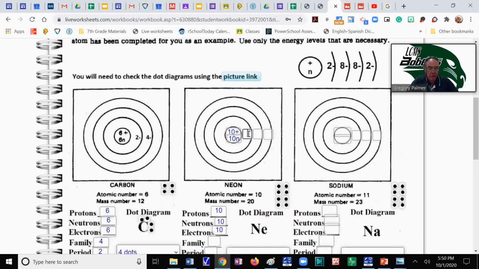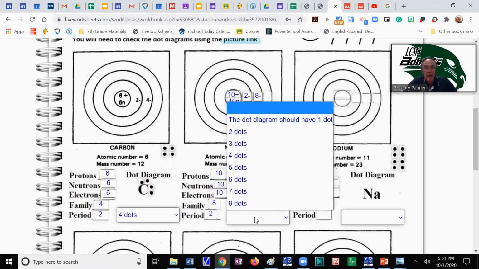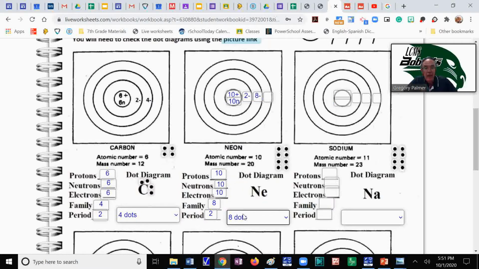Now, our model should have 10 electrons, so we look at this pattern. 2 can go on the first energy level, and if it's full, then 8 can go on the second energy level. Well, 2 plus 8 is 10, so the model is complete. So we have all the parts, the 10 protons, 10 neutrons, 10 electrons. Okay. And what family is it in? Well, it has 8 balanced electrons, so we would expect to find it in family 8. And it's using 2 energy levels, 2 electrons on this first one, and then these 8. So it's on period 2. Okay. Now, how many dots would be in the dot diagram? 8 for the 8 balanced electrons, and we can go ahead and complete this dot diagram.